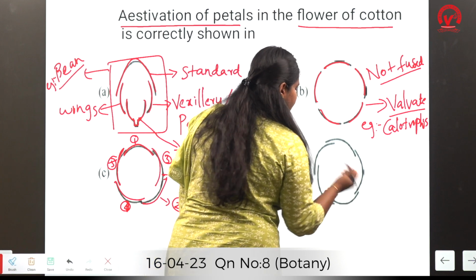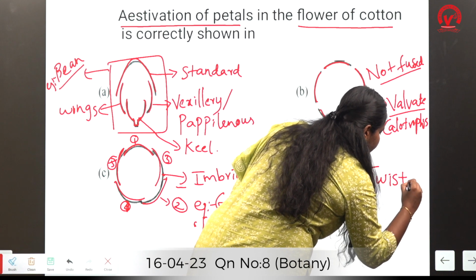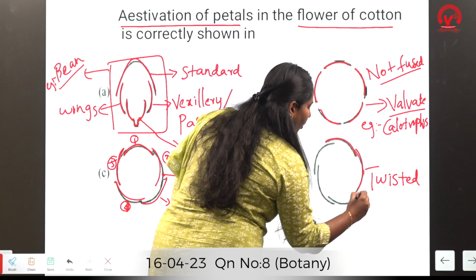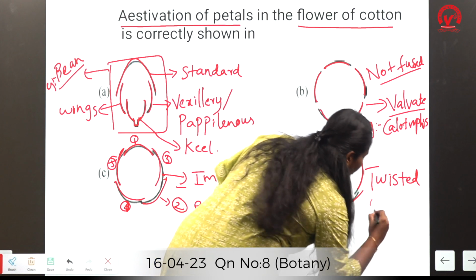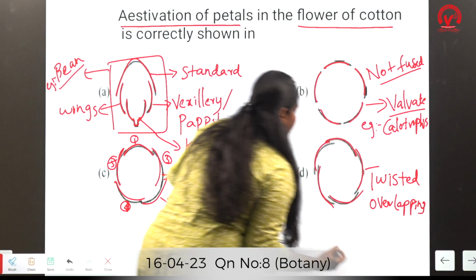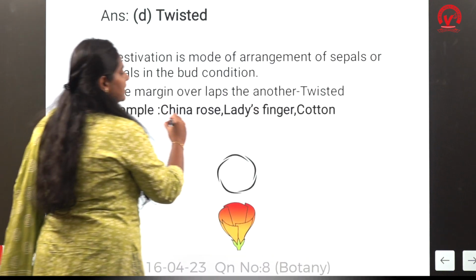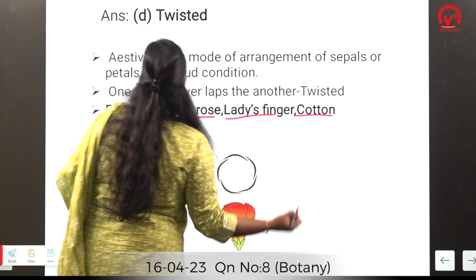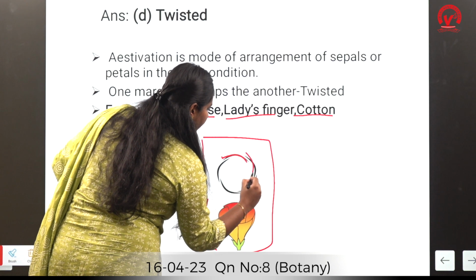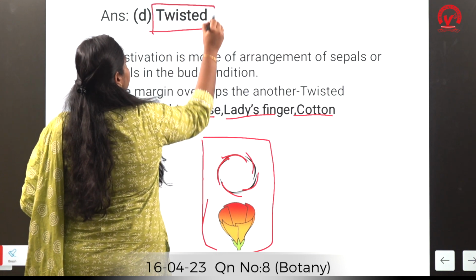So finally, this type of aestivation is called twisted aestivation. In this aestivation, the margins overlap with one another. So, overlapping occurs. Majorly, examples for this type of aestivation are China rose, lady's finger and cotton. And this is the twisted form of aestivation. They are overlapping with each other. So, the answer for the question is twisted aestivation.